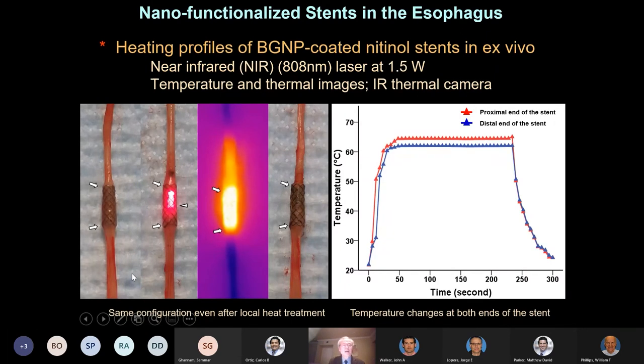This is a heating profile of branched gold nanoparticle coated nitinol stent ex vivo. As I mentioned, we used three healthy rats for examinations. So this is one of the three healthy rats. This is an image obtained before, and these two during local heating, and this is after local heating. You can see the same configuration even after local heating. And also temperature change at both ends of the stent with a little difference between them.